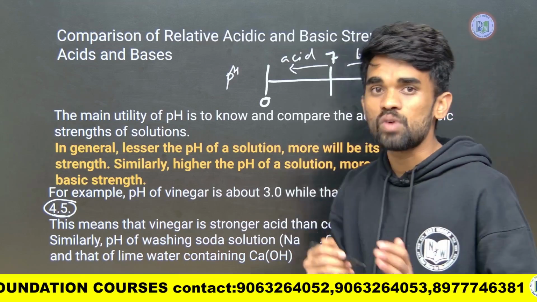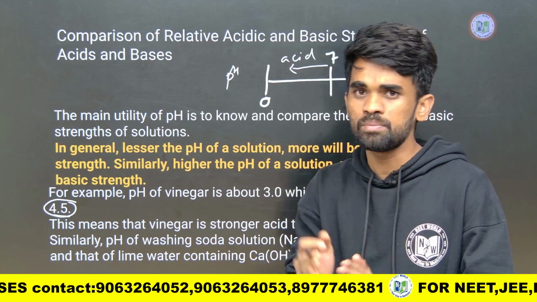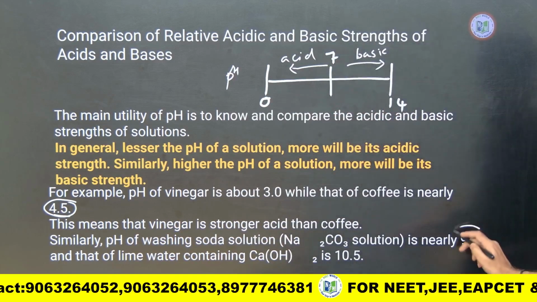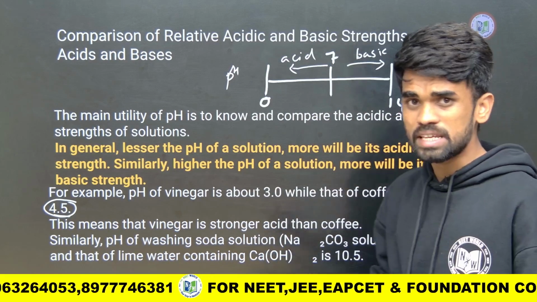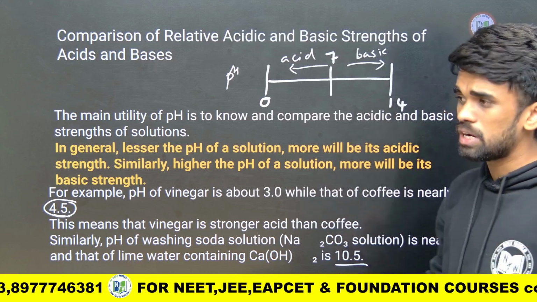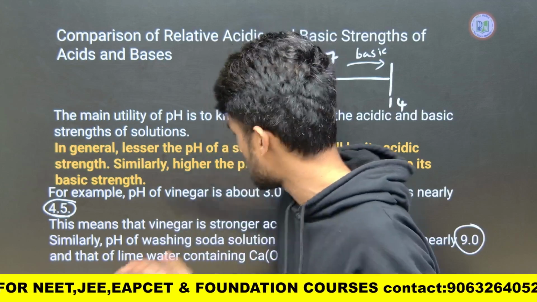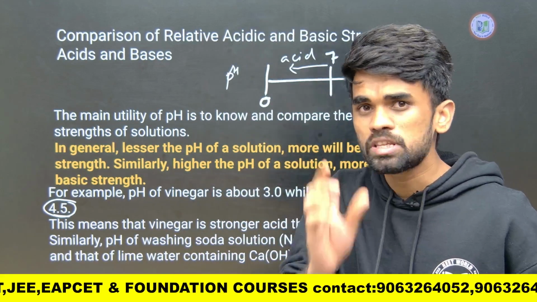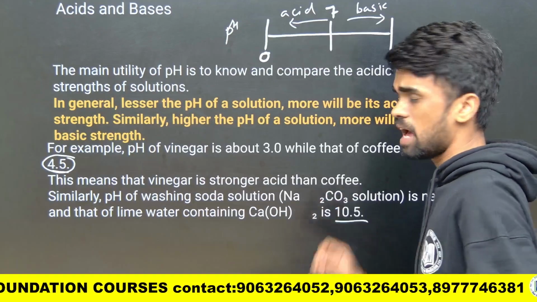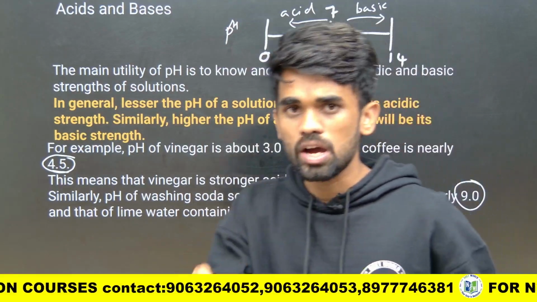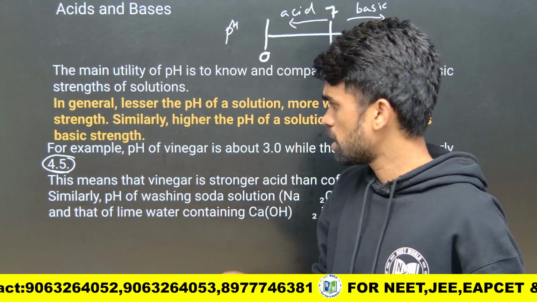Now what about washing soda? Washing soda solution has the formula Na2CO3, sodium carbonate, right? It has a pH of around 9.0, and lime water, which means calcium hydroxide, has a pH of around 10.5. Between lime water and washing soda, which is more basic? Both of them are basic. Since the pH value of calcium hydroxide is higher, it is considered a stronger base than washing soda. Hope it is clear.